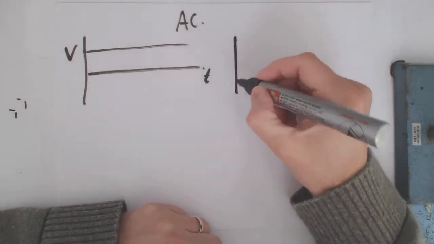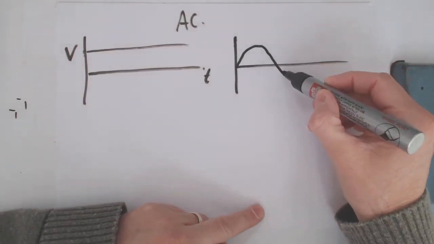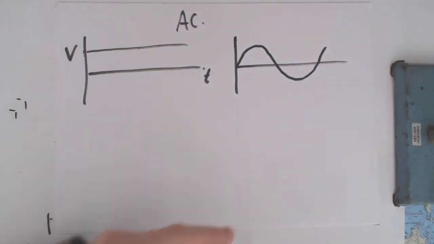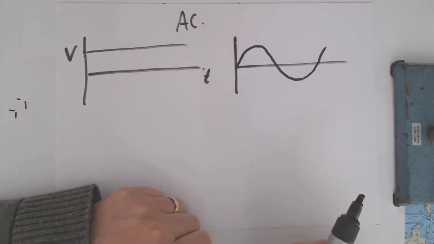But we now have an alternating voltage, and we have it as a sine wave. This is what comes out of our plugs in our house.